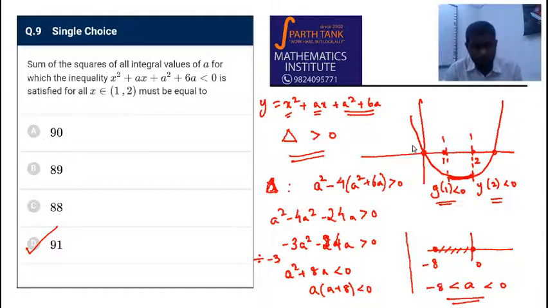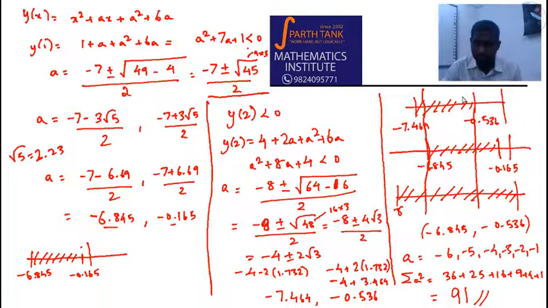Now with these two conditions and the condition that it should have real roots, we get three intervals. And from those three intervals, we choose the common interval among all three, which is minus 0.536 to minus 6.845, from which we get the integer values and then the sum of squares.